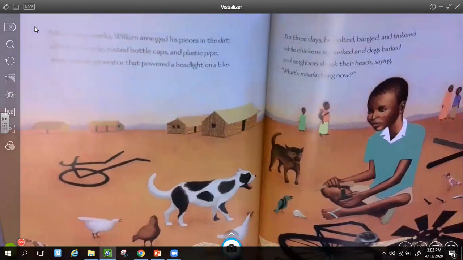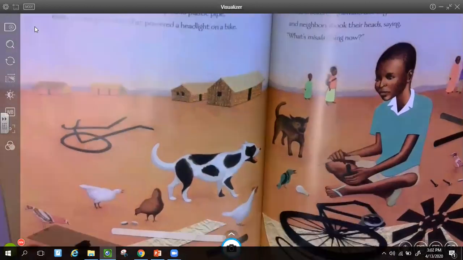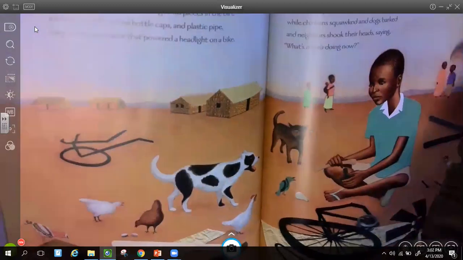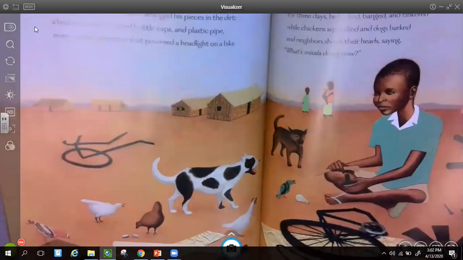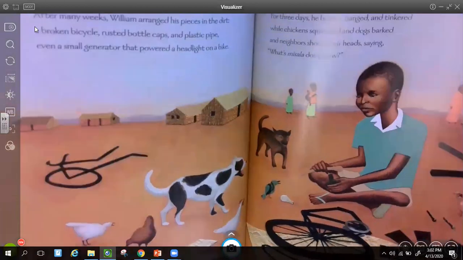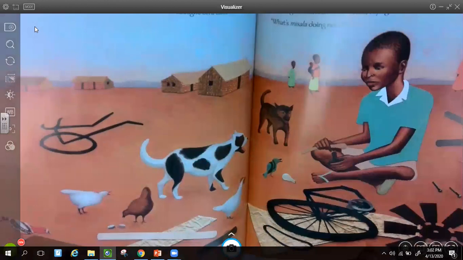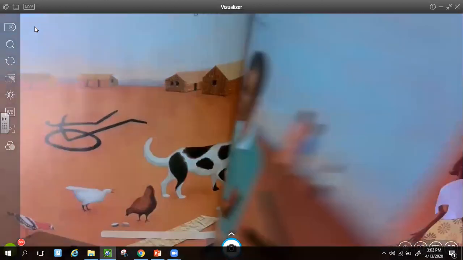Again, here he is. He's working so hard trying to figure out how to build this windmill, but nobody understands. They all think he's crazy. What is he doing? He didn't have a Home Depot. He didn't get to go to Lowe's. He just went to the junkyard and found different things he could use.